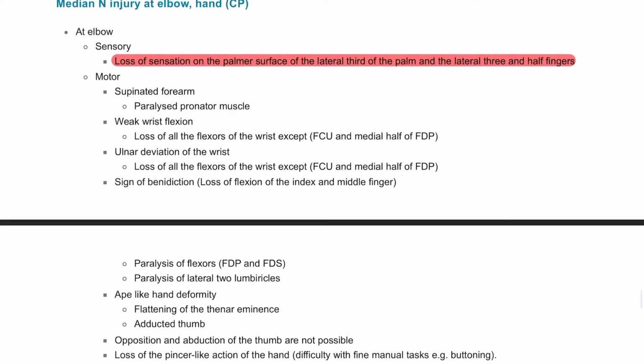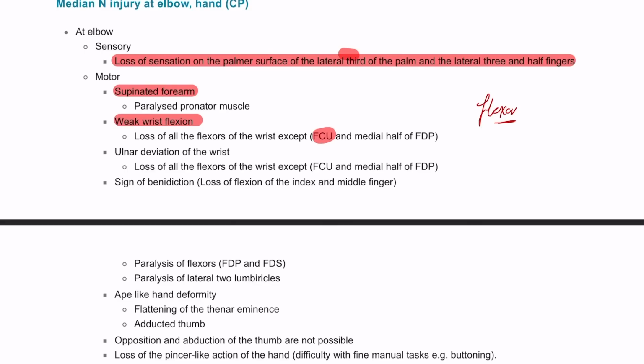In terms of motor, we talked about the muscles, which are the flexors of the arm and the flexors of the wrist joint. So basically, all the flexors will be affected. Obviously, the arm will be in supination due to paralysis of the pronator, and there will be weak wrist flexion, because we only have two muscles that will work on the wrist flexion out of around 8 to 10 muscles. So apart from the flexor carpi ulnaris, all the other muscles will be affected.